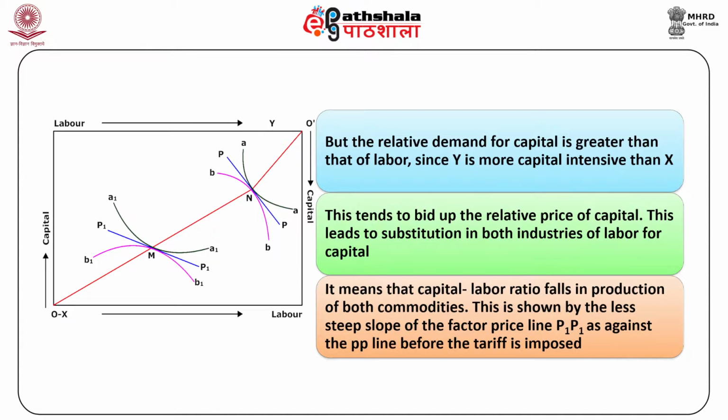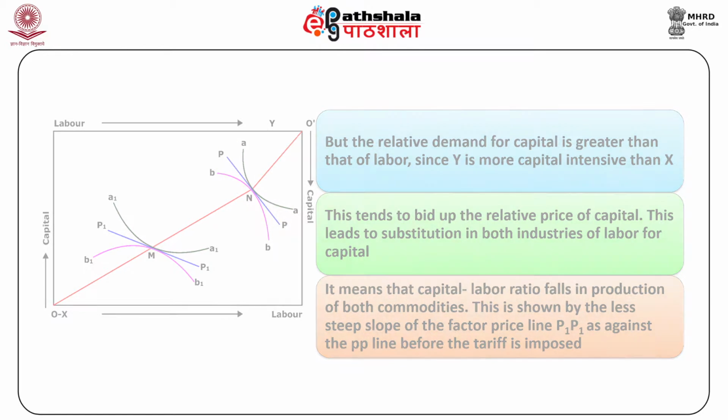But the relative demand for capital is greater than that of labor. Since Y is more capital intensive than X, this tends to bid up the relative price of capital. This leads to substitution in both industries of labor and capital. It means that capital labor ratio falls in production of both commodities. This is shown by the less steep slope of factor price line P1 as against the PP line before the tariff is imposed.